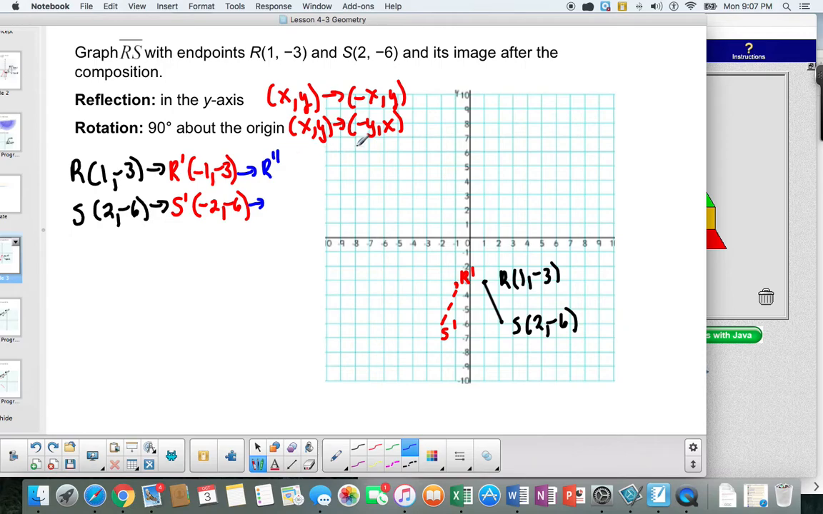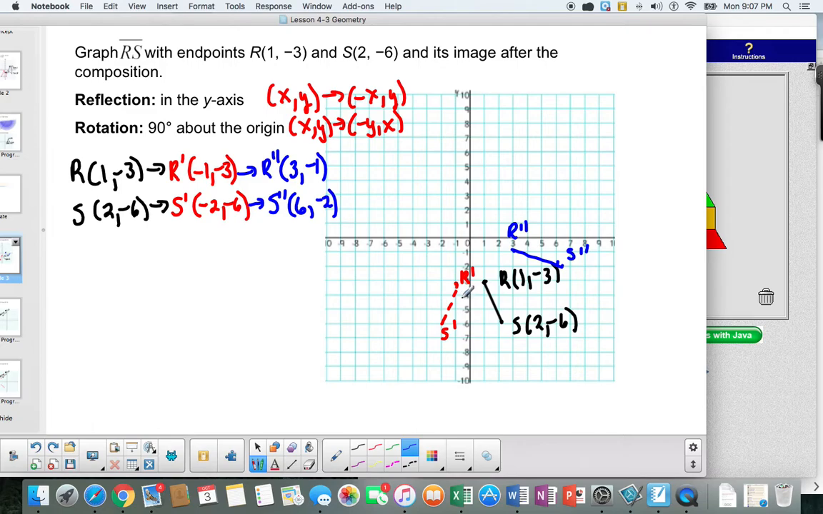R double prime, which means I'm going to take my y and change its sign, and then x, leave it alone and put it in that spot. S double prime, the rule is take the opposite of y and then leave your x alone. Let's go ahead and graph this, and this is going to be 3, negative 1 right here, and 6, negative 2. So this is R double prime and then S double prime.